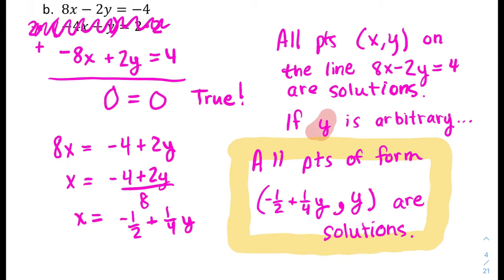Important note: if you had gotten a statement instead of 0 equals 0, a statement that was not true, like 3 equals 4, that would mean this is an inconsistent system and there is no solution.